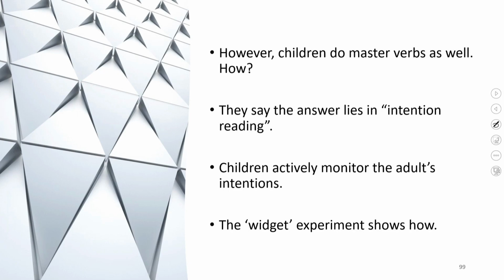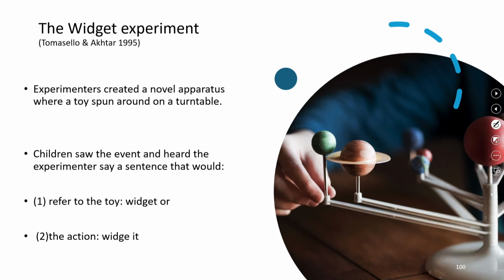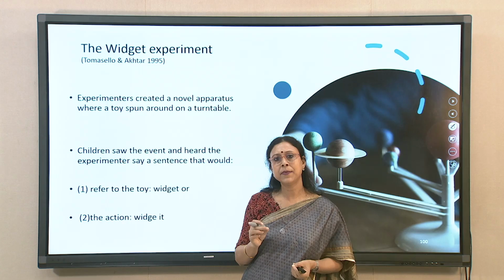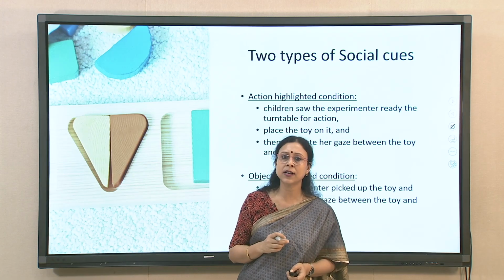Now, there is a famous experiment called the widget experiment, which showed how it is done. This was done by Tomasello and Akhtar in 1995. The scenario was like this: the experimenters created a novel apparatus, a novel thing that the child has not seen before, where a toy spun around on a turntable. Children saw the event and heard the experimenter say a sentence that would either refer to the toy as widget or the action, which is a very slight differentiation, depending on the kind of action.